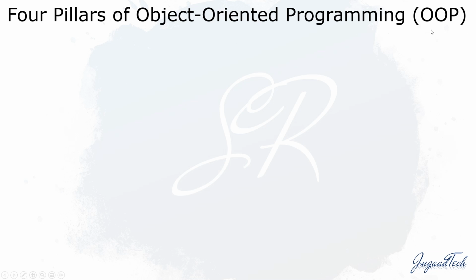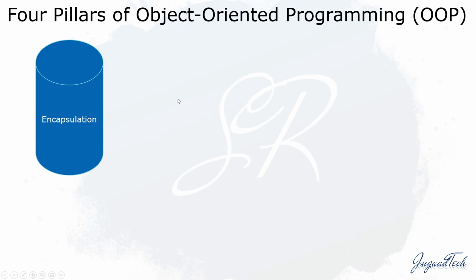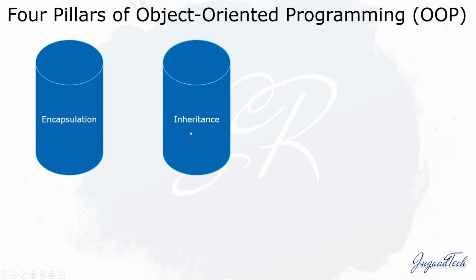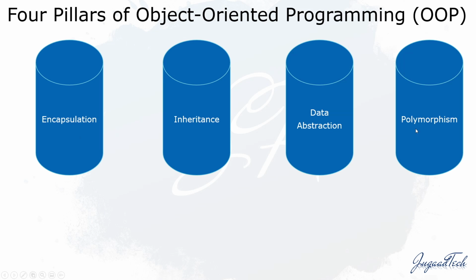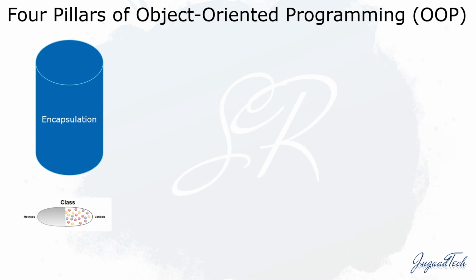So when we are talking about object oriented programming, it basically has four pillars, which are encapsulation, inheritance, data abstraction, and polymorphism. Without these, there's no meaning of object-oriented programming. So let's get started with encapsulation. What exactly is encapsulation?